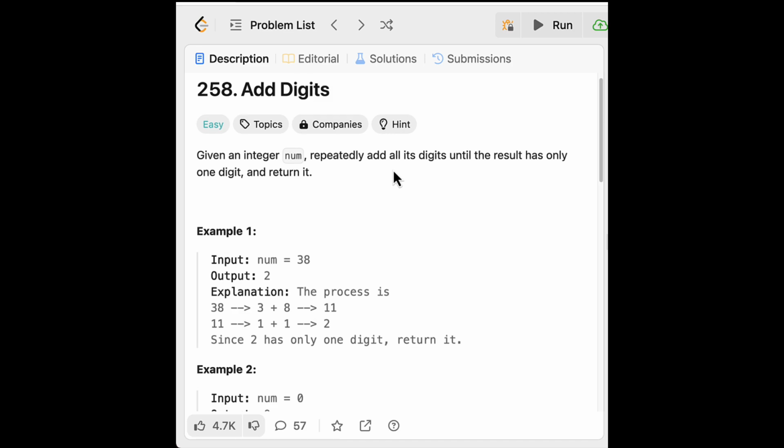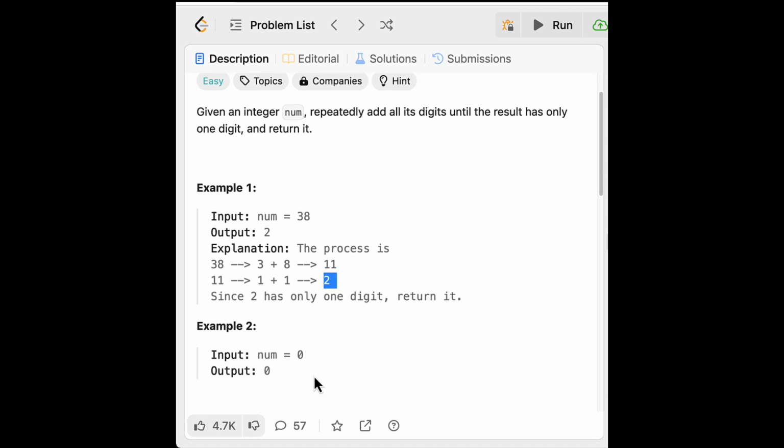So the problem is like this. Given the integer num, repeatedly add all its digits until the result has only one digit, and then return it. For example, if we are given the number 38, then the process is like this. Because 38 has two digits, we add these two digits, 3 plus 8, and we get 11. 11 still has two digits, so we add 1 plus 1, and then we get 2. Since 2 has only one digit, we return 2 as the result.